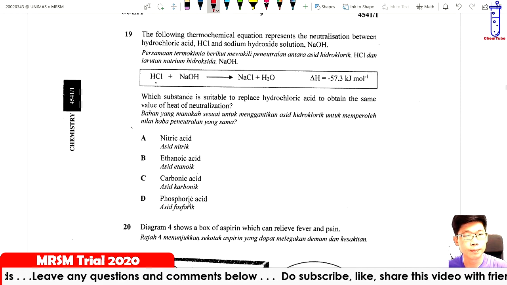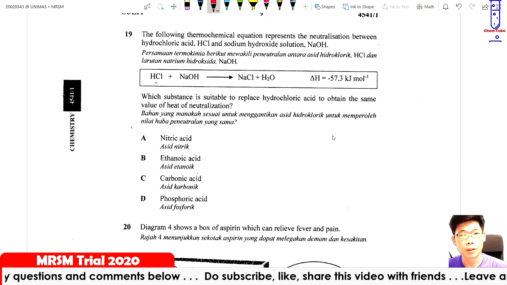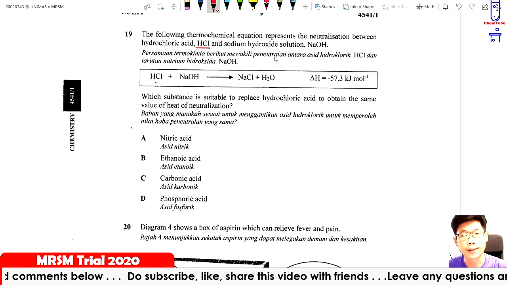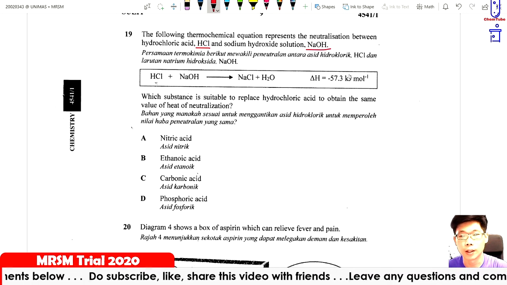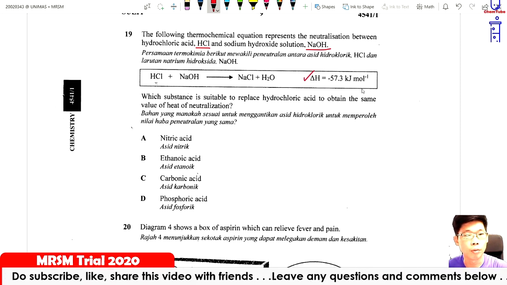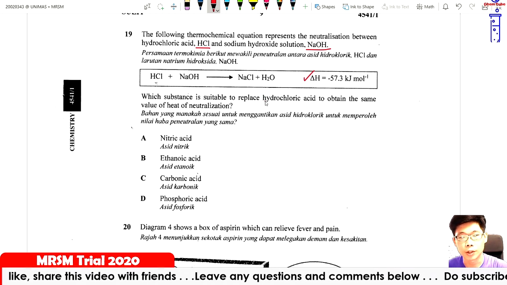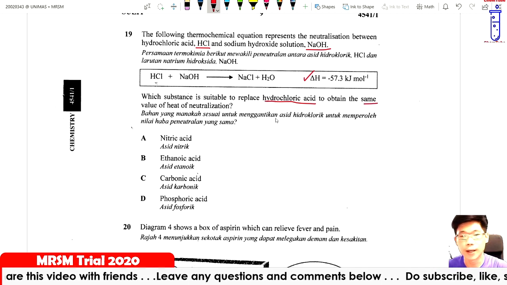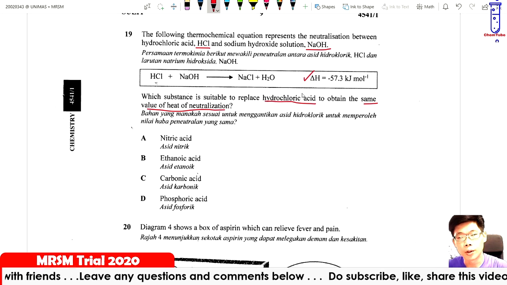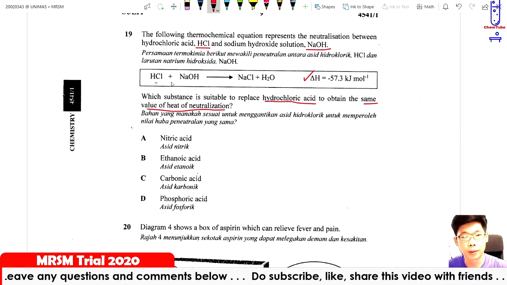19. The following thermochemical equation represents a neutralization between hydrochloric acid and sodium hydroxide. Hydrochloric acid is a strong acid, sodium hydroxide is a strong alkali. So the heat of neutralization is 57.3 kilojoules per mole. Which substance is suitable to replace the hydrochloric acid to obtain the same value of heat of neutralization? So this means it is a strong monoprotic acid. We must choose one that is also a strong monoprotic acid.